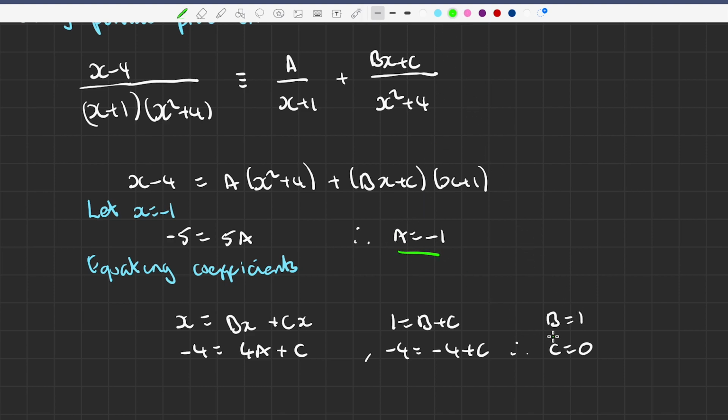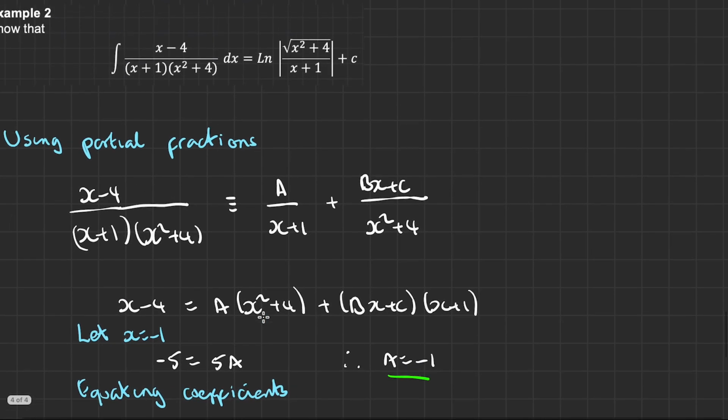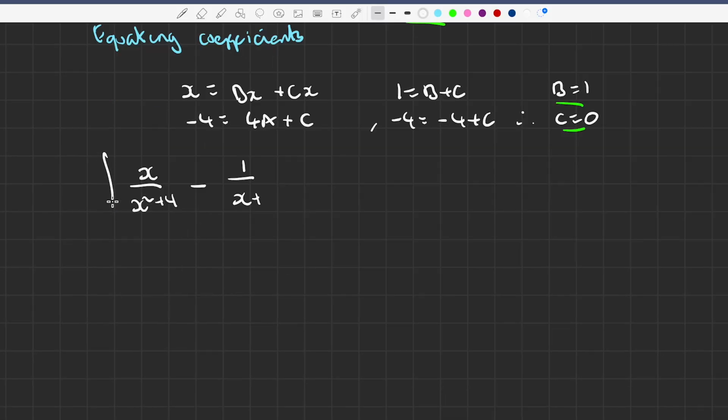So now we have our values of a, b, and c, we can substitute these back into our partial fractions. And because I don't want to start with this negative here, I'm going to write this term first. So b is 1, c is 0. So we get 1 lot of x over x squared plus 4 minus, so this negative here, 1 over x plus 1. And because we've been asked to work out the integral, this integral here, I'm going to integrate all of this with respect to x.